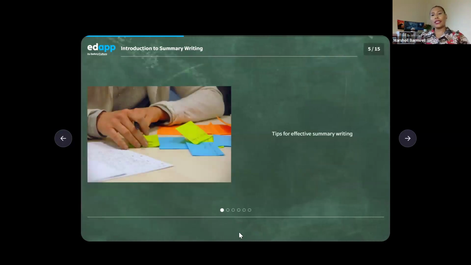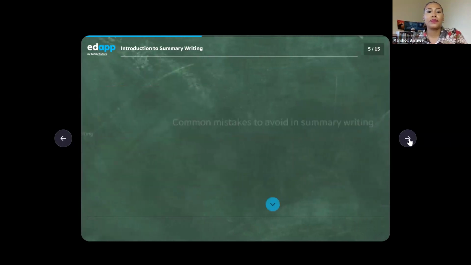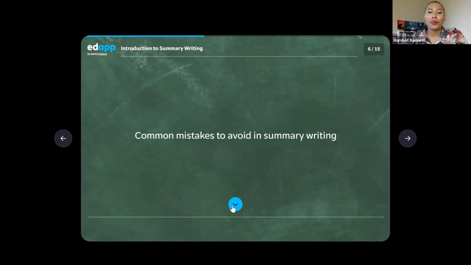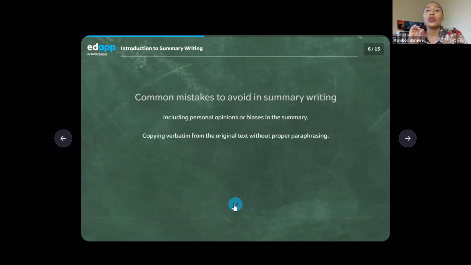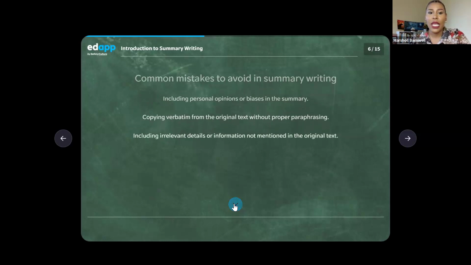So how do we go about writing an effective summary? I've already given you lots of tips on how to write a summary, but let's just look at some more tips. One, don't include your personal opinions and your biases. Two, do not copy things verbatim from the original text without using paraphrasing techniques such as rephrasing, merging, grouping, etc.